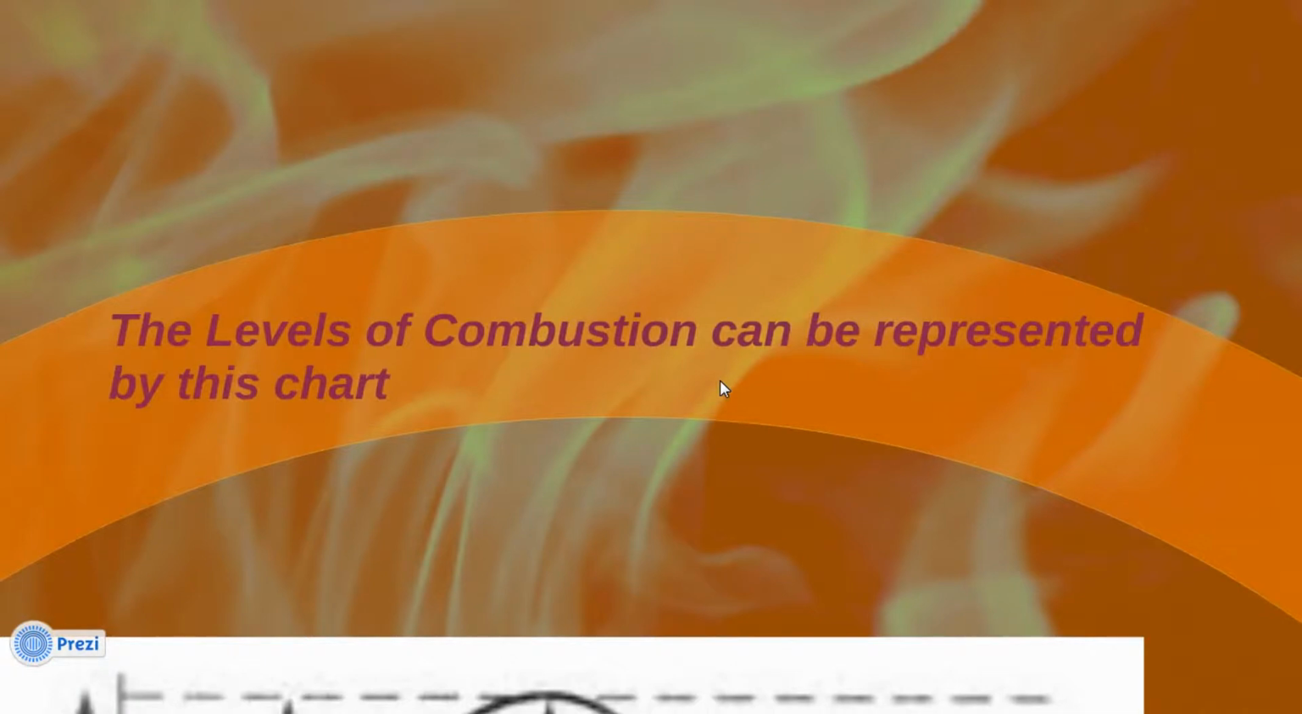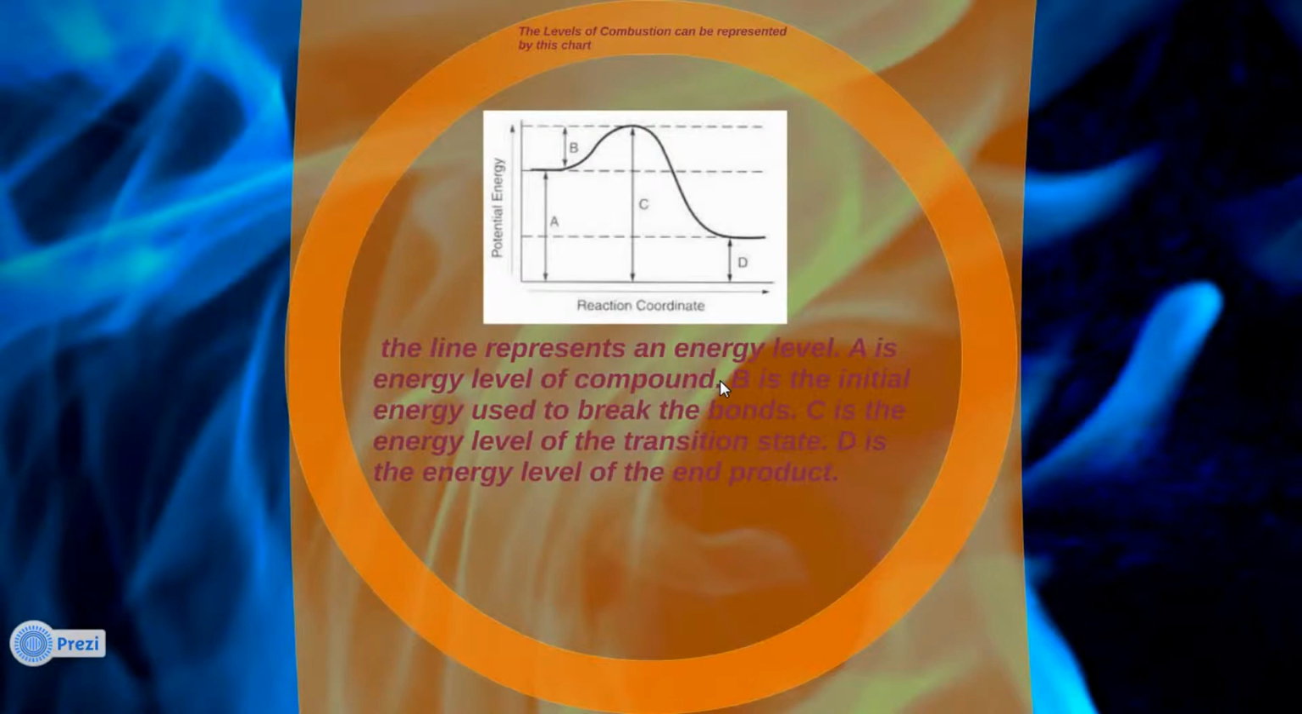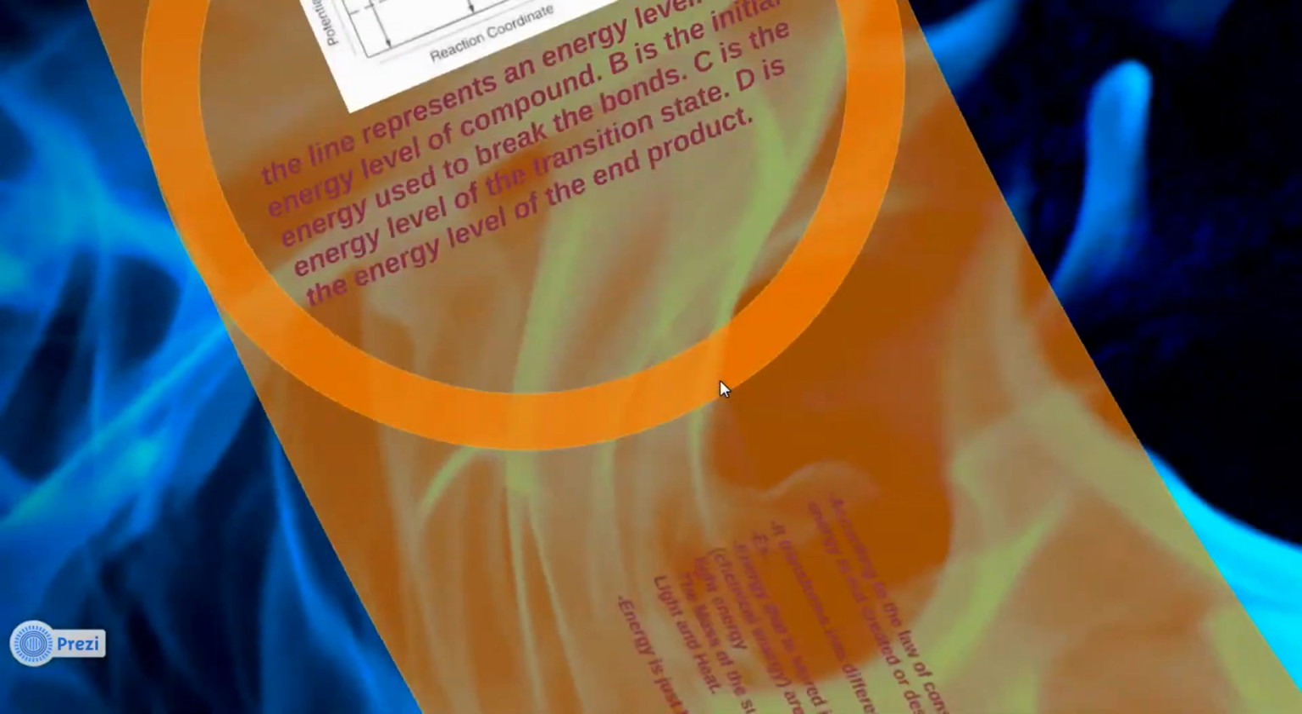So this chart indicates the levels of combustion. Now the A line represents the initial energy line of the compound itself, while B represents the initial energy required to actually break apart the molecules. C represents the transition stage, where the molecules are unstable as they are all broken apart. And D is the energy level of the final product, which, as you can see, shows that the energy released exceeds the initial energy used to break apart the molecules.